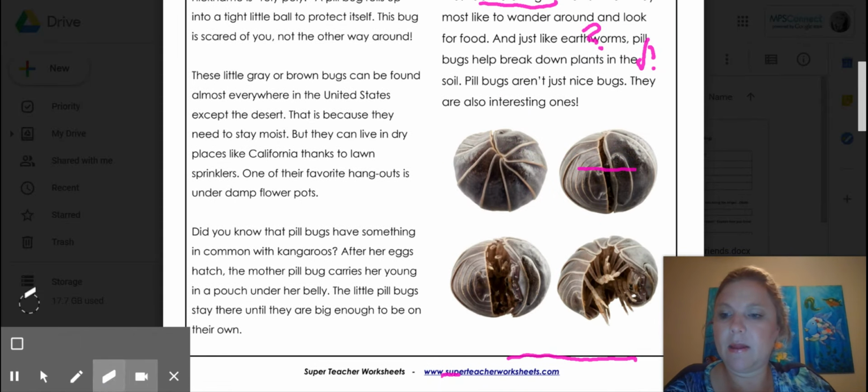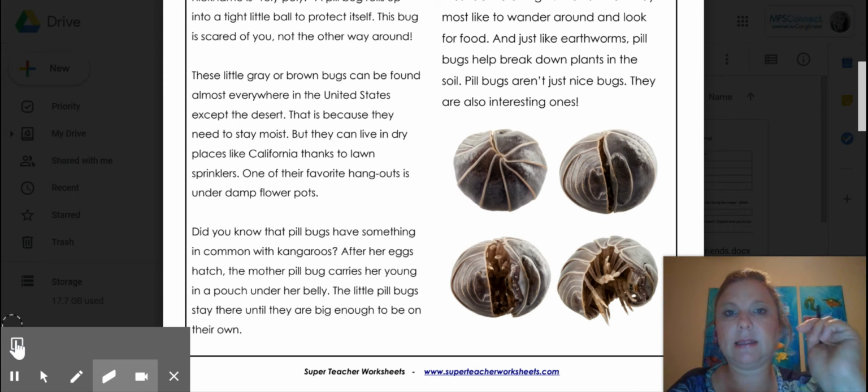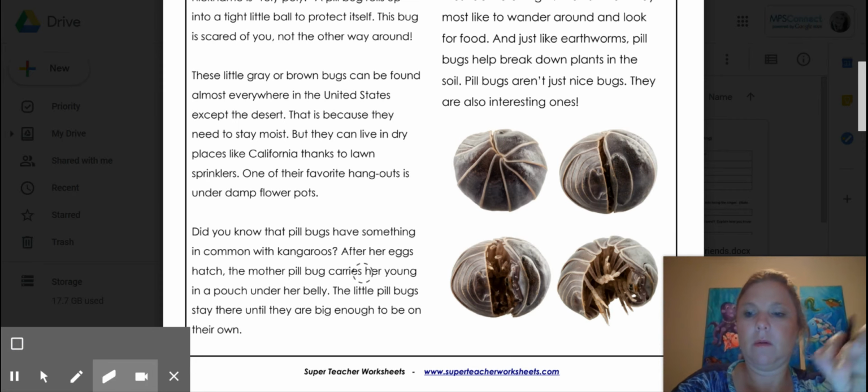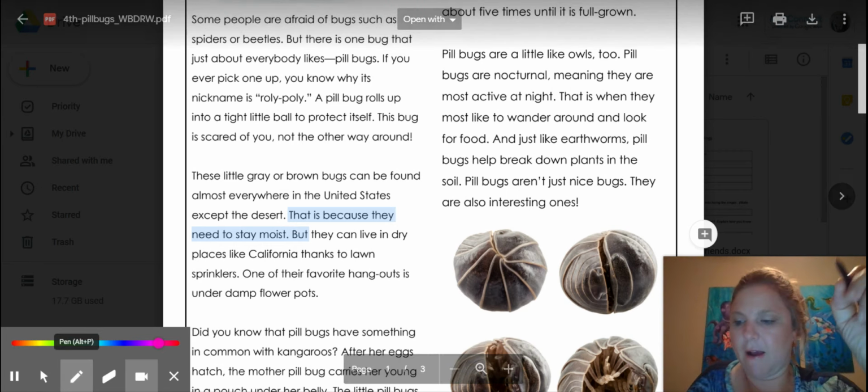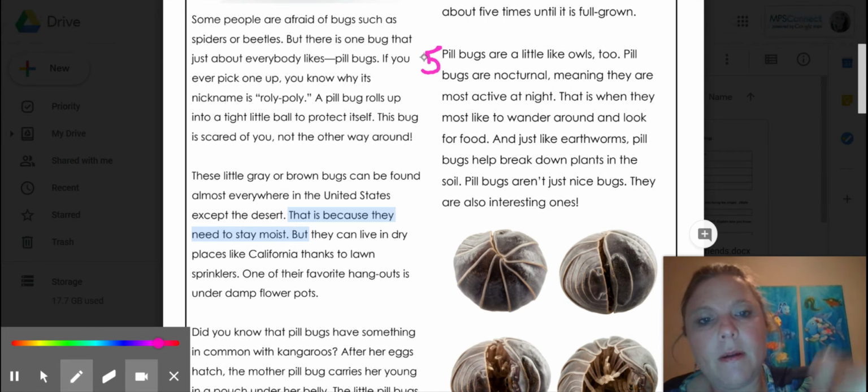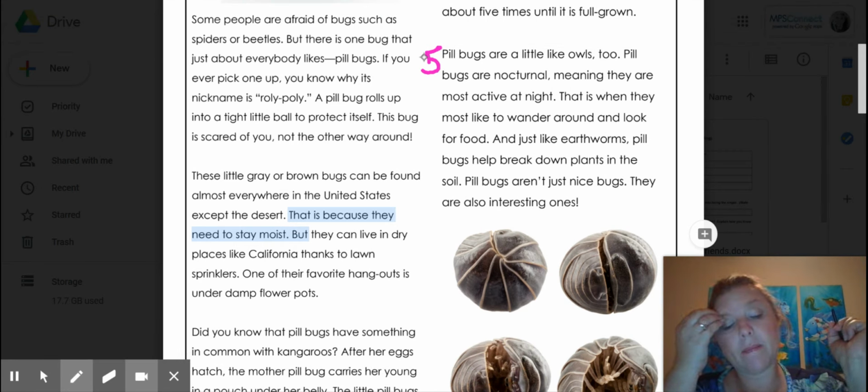Okay. Last but not least, put down just a little bit. There we go. We have paragraph 5. And that's the one we read. That's the one about owls and earthworms.